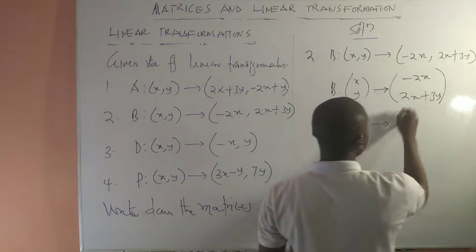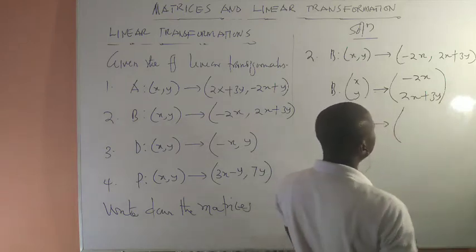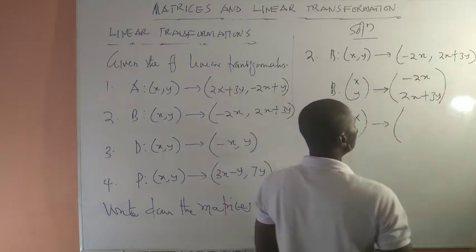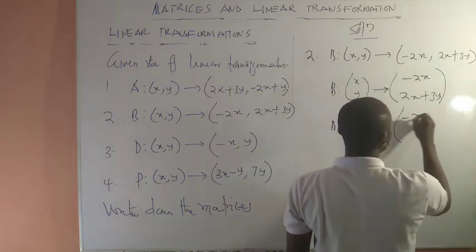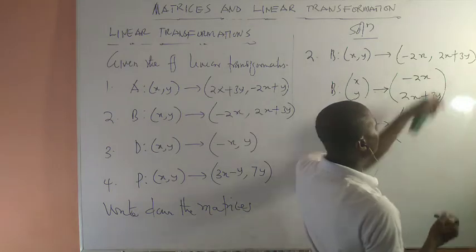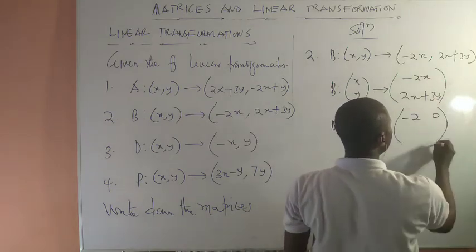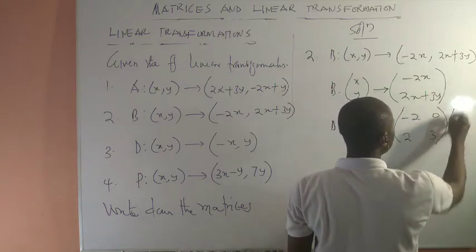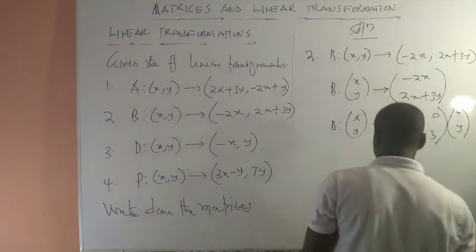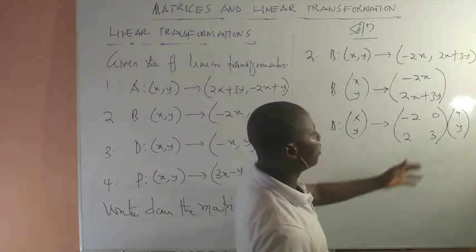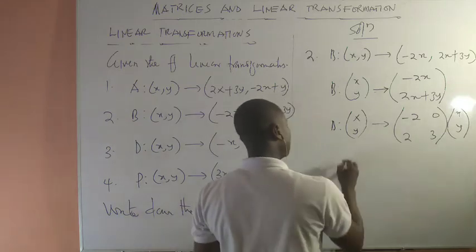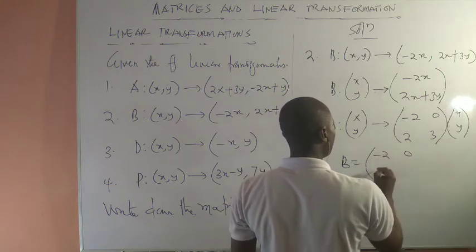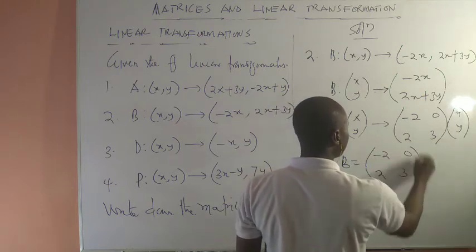To simplify, don't forget that the coefficient of the x term here is minus 2. But because there is no y term here, we get 0. The coefficient of the x term here is 2, and the coefficient of the y term here is 3. And this will be multiplied by your (x, y). And so you can now write that the matrix B equals minus 2, 0, then 2, 3. This is the matrix B.